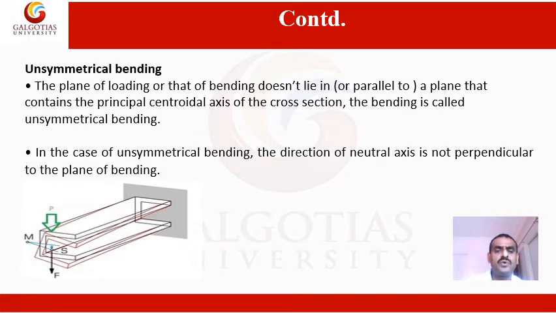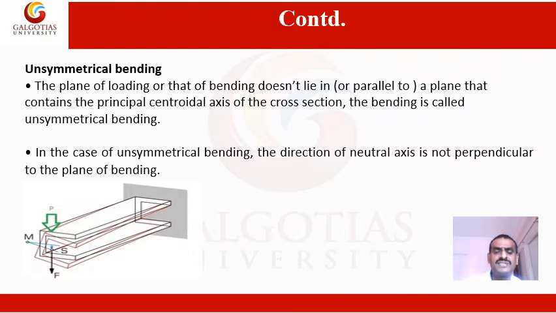If the plane of loading or the bending does not lie in or parallel to a plane that contains the principal central axis of the cross section, the bending is called unsymmetrical bending. In unsymmetrical bending, the direction of the neutral axis is not perpendicular to the plane of loading. This is the case we will see in unsymmetrical bending.